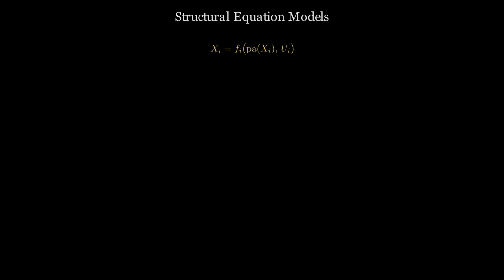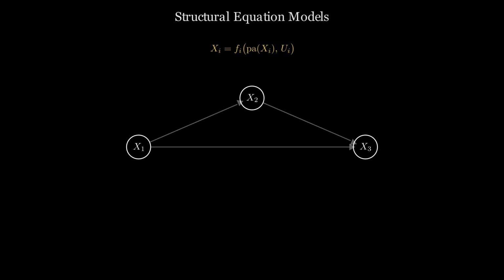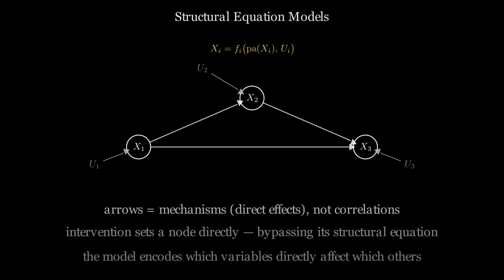A structural equation model assigns each variable a mechanism. Each variable is determined by its causal parents and an independent noise term. The equations encode mechanisms, not statistical associations. When you intervene, you replace the structural equation for one variable. You set that variable externally, severing its connection to its parents. The rest of the model is unchanged. This is how intervention differs from conditioning.